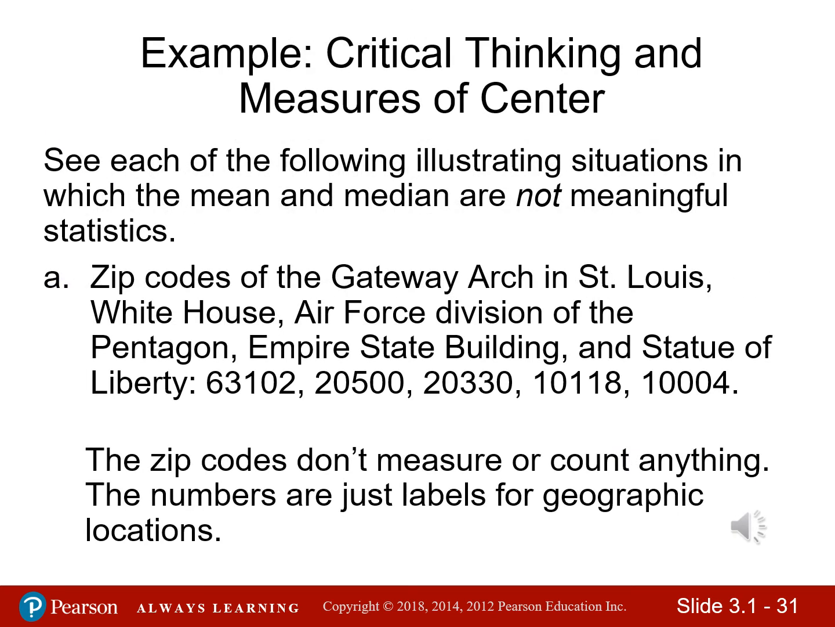Let's consider a couple of situations in which the mean and the median are not meaningful statistics. Let's consider zip codes. If we have the zip code of the Gateway Arch in St. Louis, the White House, the Air Force Division of the Pentagon, the Empire State Building, and the Statue of Liberty, and those zip codes are as follows: 63102, 2500, 2033, 2330, 10118, and finally 10004.